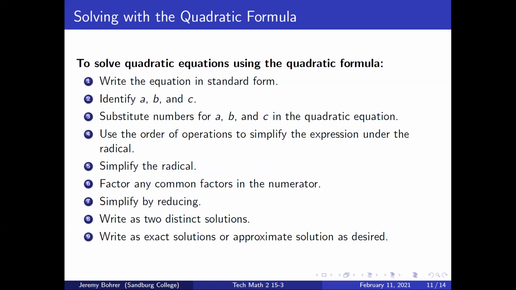Solving with the quadratic formula. To solve quadratic equations using the quadratic formula, first write the equation in standard form. Identify the values of a, b, and c. Substitute numbers for a, b, and c in the quadratic formula. Use the order of operations to simplify the expression under the radical, then simplify the radical. Factor any common factors in the numerator, simplify by reducing, and write as two distinct solutions, and then write as exact solutions or approximate solutions if desired.